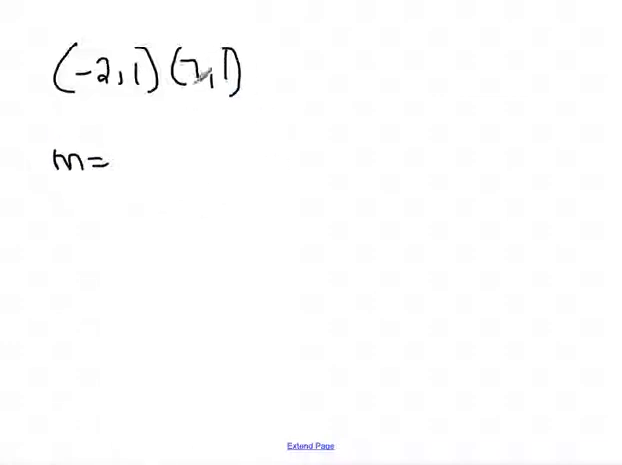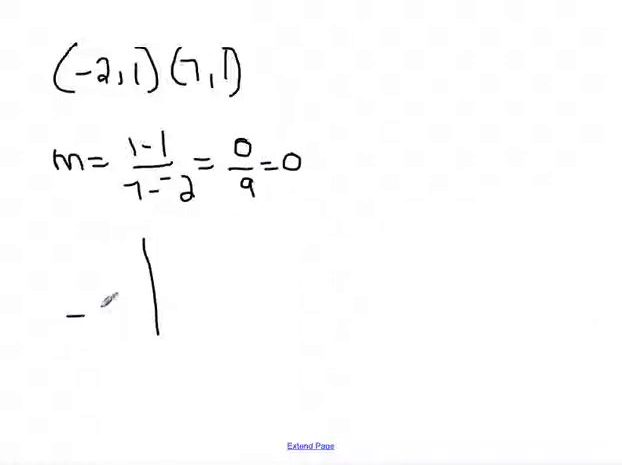Let's say we wanted to find the slope of -2, 1, and 7, 1. Well, you've got to memorize your slope formula. You're going to take your y's and you're going to subtract them. So I'm going to get 1 minus 1, and 1 minus 1 is 0. And then I'm going to get 7 subtract -2. So that's going to give me 0 over 9. So that gives me a slope of 0.